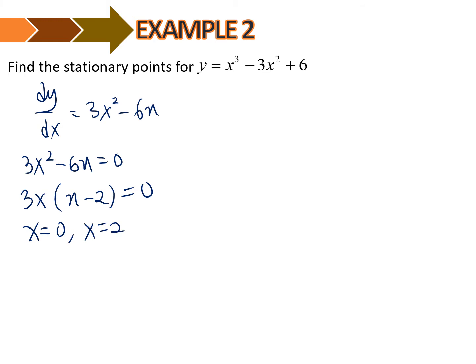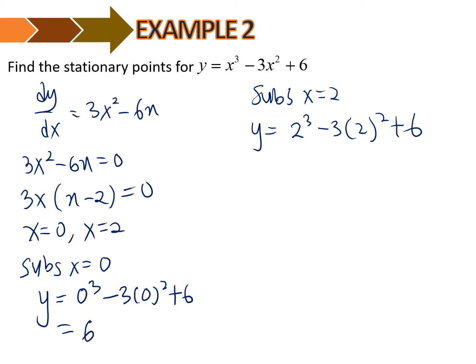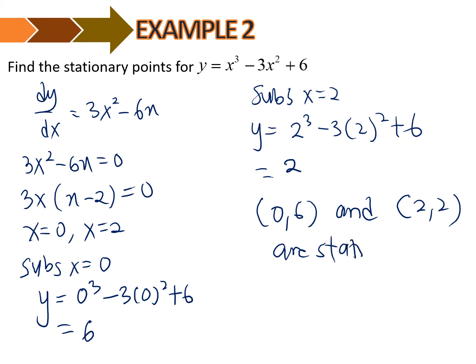Okay, then we take x equals 0 first. We substitute into y. Then we will have 0 cubed minus 3 times 0 squared plus 6, which implies 6. Secondly, we substitute x equals 2 into y. We will have 2 cubed minus 3 times 2 squared plus 6, which implies 2. Then, the stationary points are (0, 6) and (2, 2).